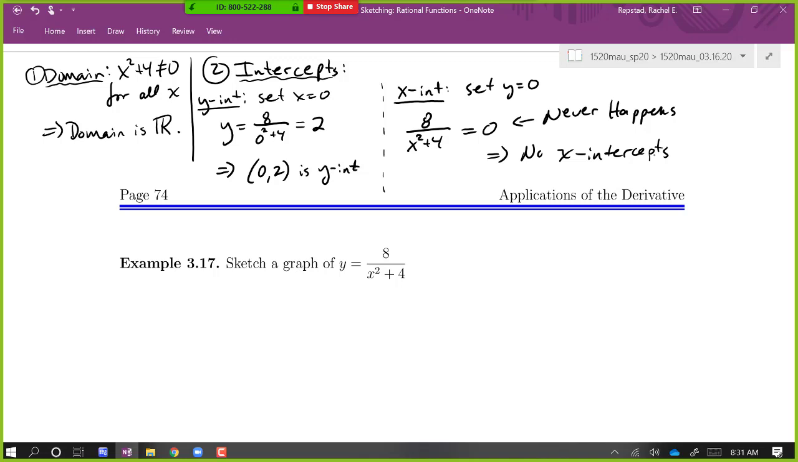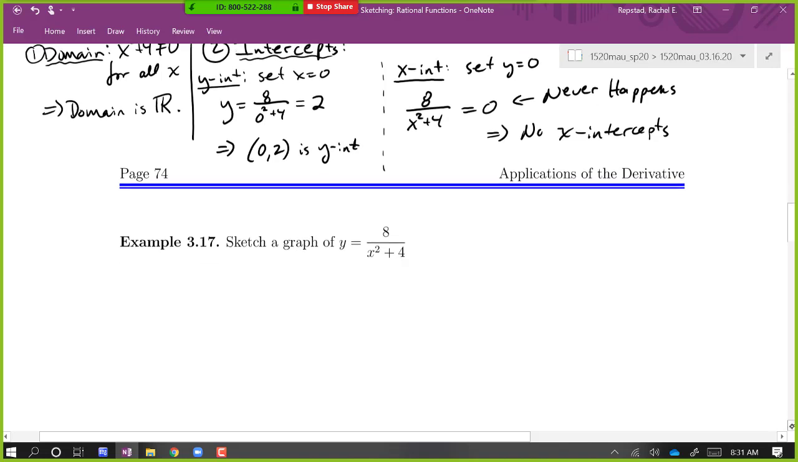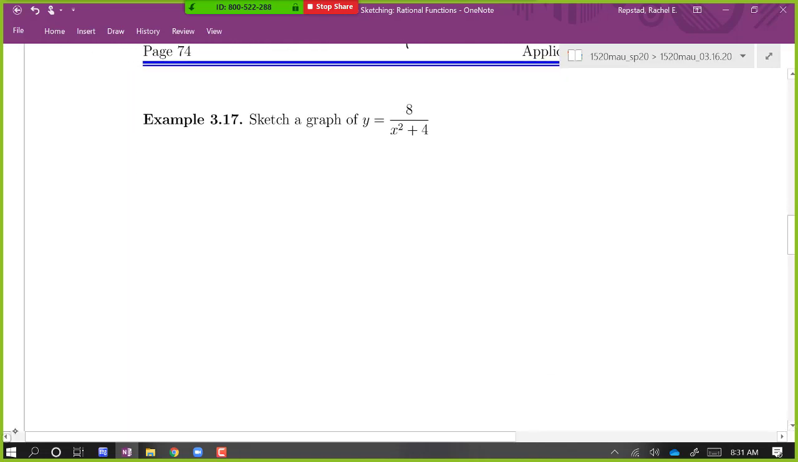Right, so we got the beginning stuff done. Now let's turn our attention to the calculus bits. Let's find derivatives. So looking at this function, 8 divided by x squared plus 4, I could use the quotient rule, but I think it'll be a little bit easier if I just rewrite it, because there's no x's in the numerator. So if I rewrite this with the x squared plus 4 to the negative 1 power, I won't have to use the product or quotient rule. That'll be a little bit easier for me.